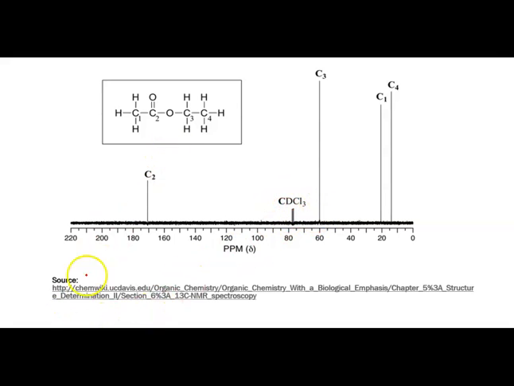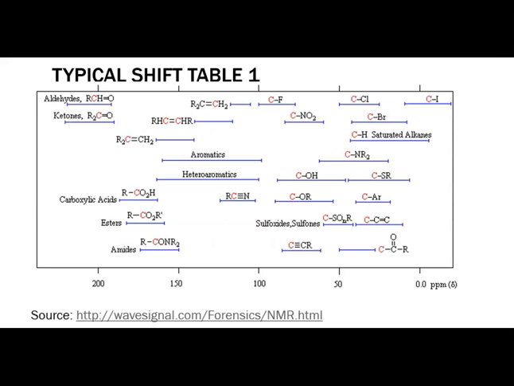This is a good example to go back through to make sure you understand. This is what we call a shift table. Now let's talk about the term shift. What we talked about previously is that carbon 13 has a magnetic field associated with it. We know that.